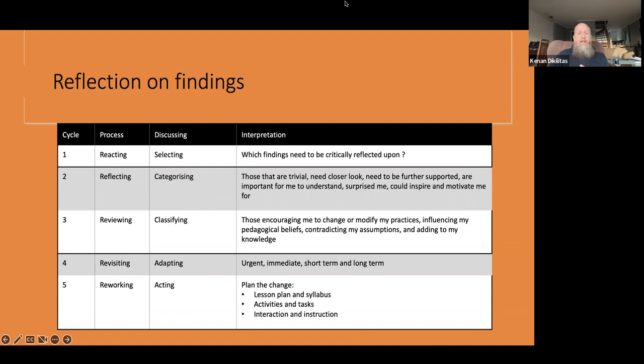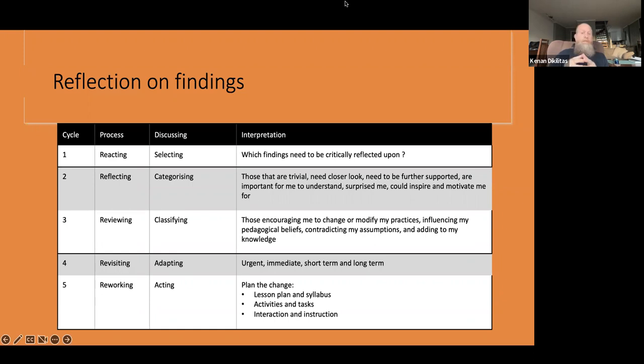Actually, you can say, okay, which of these findings encourage me to change and modify my practices? Because you need to make a very critical decision. You should not all of a sudden decide to change things if you're not convinced. So you need to maybe make another round of data collection or another round of intervention in a new cycle to be able to feel that, okay, I want to change, I need to change that. So not all findings lead to change in your practices.